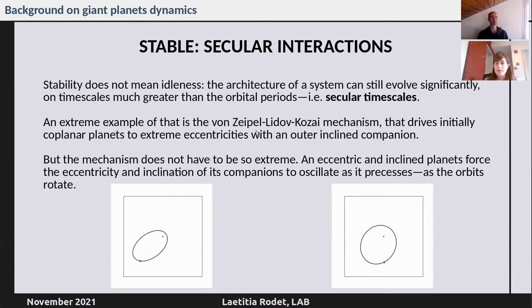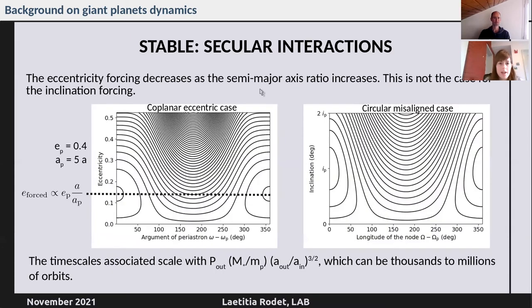An example of that is the von Zeipel-Lidov-Kozai mechanism, which is basically an exchange between eccentricity and inclination when you have significant initial inclination. But we are usually speaking of this mechanism while ignoring that we don't need to be in this regime in order to have non-negligible secular oscillation in the planet architecture. As soon as you have a bit of eccentricity or inclination in your system, it will create this secular mechanism. You can see here the basic mechanism behind that in Hamiltonian maps.